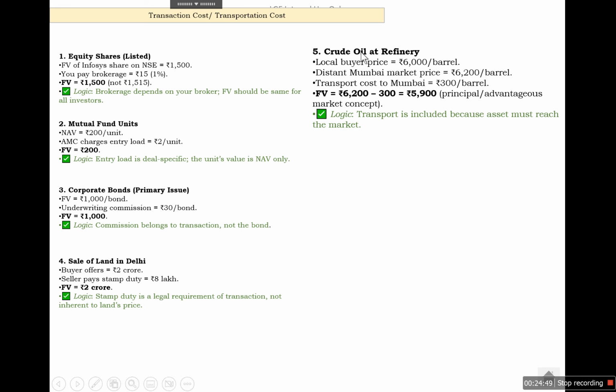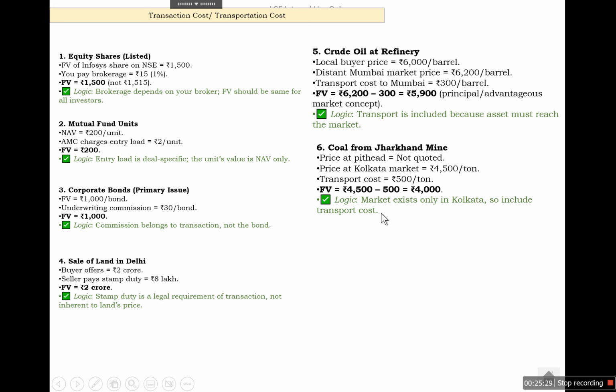Similarly, if there is a crude oil refinery and the local buyer price is 6000 per barrel and the distant Mumbai market price is 6,200 per barrel, and transport cost to Mumbai is 300 per barrel. So for fair value, the principal market is the Mumbai market. In that case, we need to bring the crude oil to the Mumbai market, so we need to reduce the transportation cost to that market. So it will be 5,900. Transport is included because the asset must reach the market. That is a basic condition of fair value.